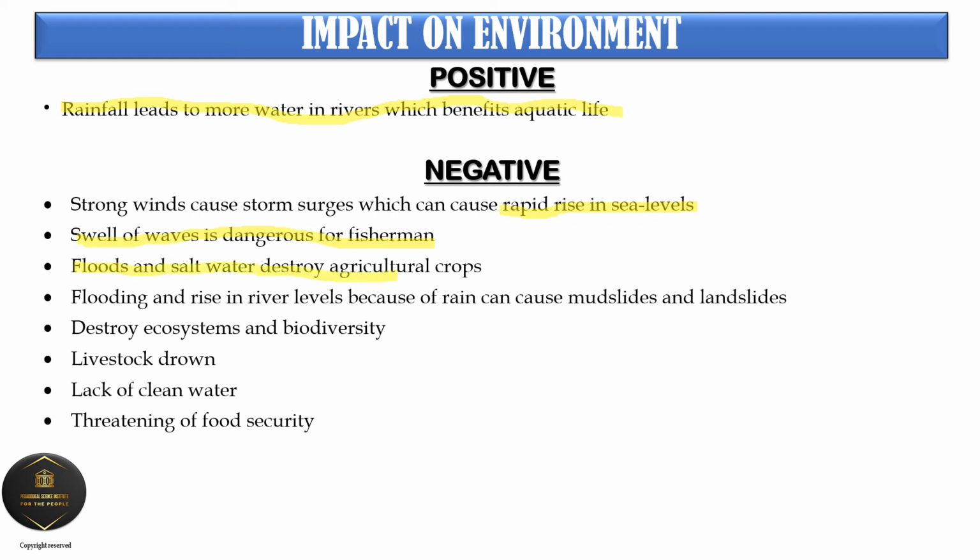Floods and salt water destroy agricultural crops. We know that as well. That's an impact on the environment. Flooding will lead to a rise in river levels, and we may have mudslides and landslides, which may lead to deaths of animals and loss of biodiversity. So our ecosystems and biodiversity will basically be destroyed or affected. The livestock will drown because of this flooding water. There will be a lack of clean water, and it also threatens food security.